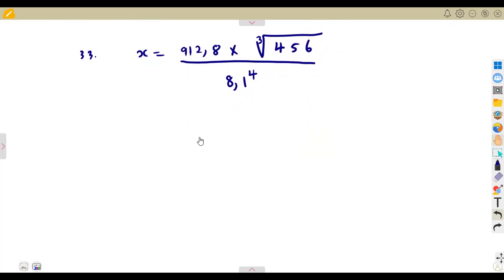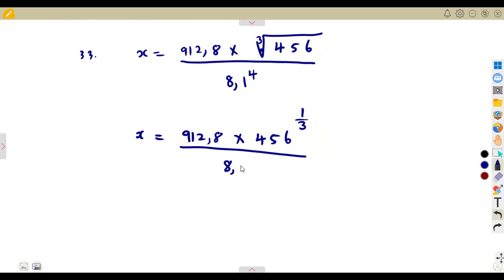Before you apply your logarithms, it is best that you write whatever you have as exponents. If you've got the cube root or the square root, write them as exponents. So x is equal to 912.8 times, remember the cube root means to the exponent of 1 over 3, so this is to the exponent of a third, everything over 8.1 to the exponent of 4. So everything is raised in terms of exponents. This is the same as exponent of 1, so it does not affect anything.